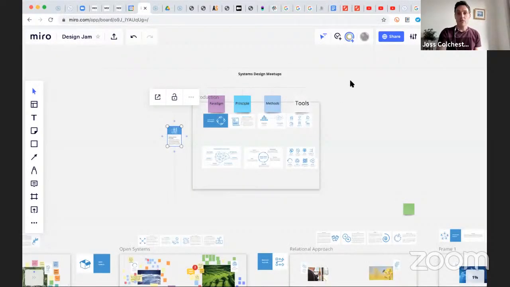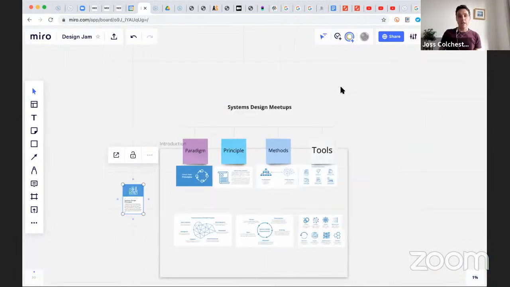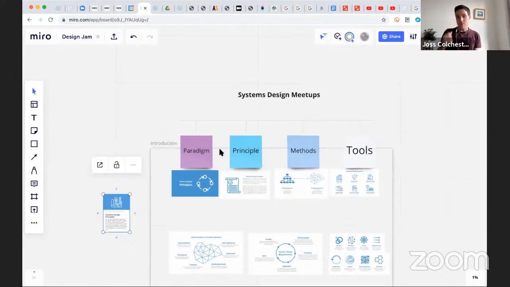This is what we've been covering in previous sessions. We've done quite a few so far, one a month. And in the first sessions, we're talking about systems paradigm. It's a kind of the overarching way of looking at the world when we take a systems approach to design.